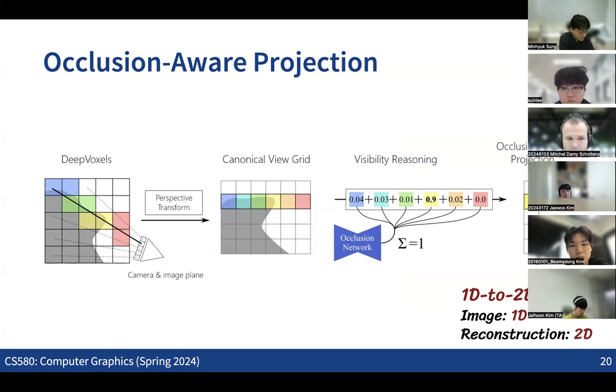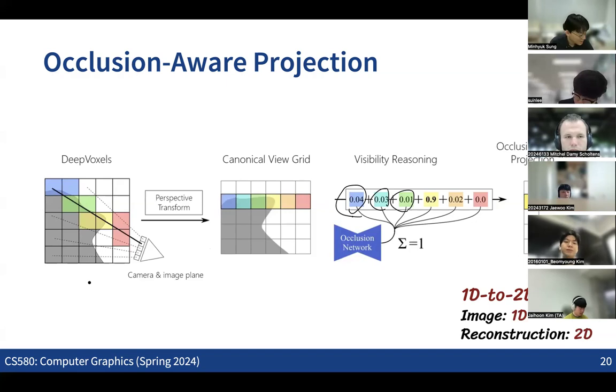As you can see here, for each 3D voxel along the ray, we also get a probability indicating how likely the voxel will be visible from that ray. Then we do a weighted sum of the features to do the projection. So this is a neural occlusion-aware projection using another neural network, which gives the visibility information.